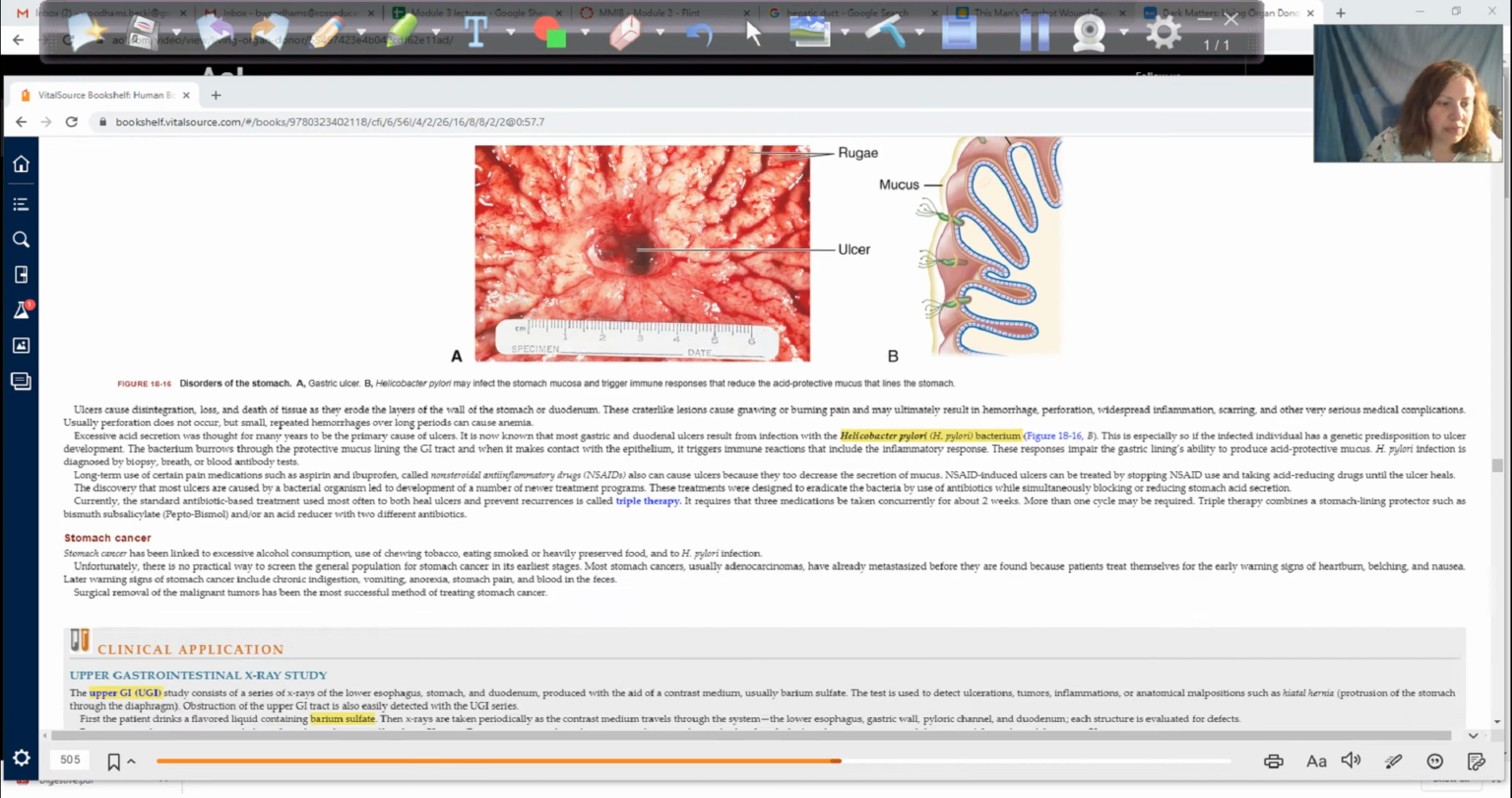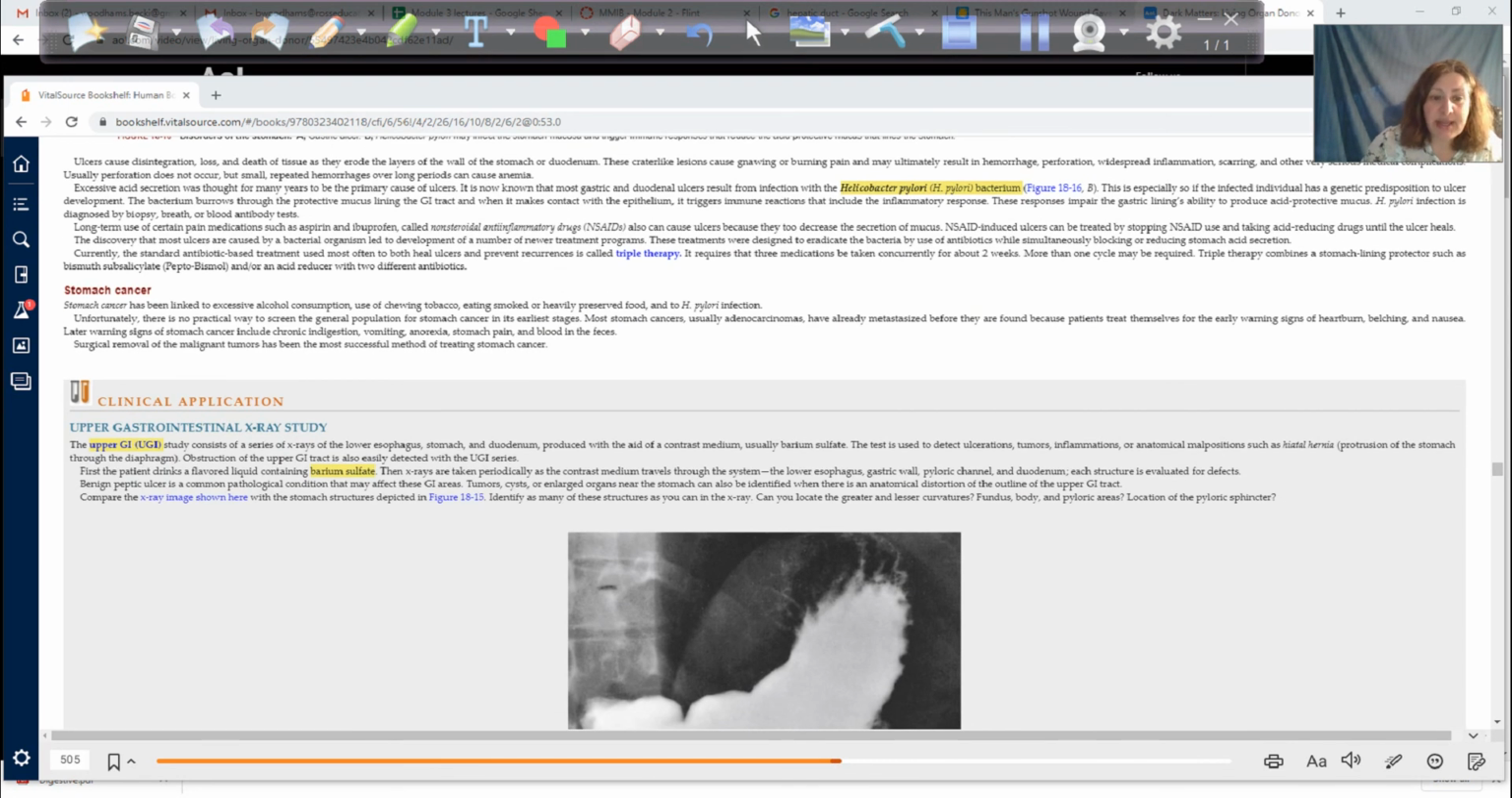Okay. All right, stomach cancer is linked to excessive alcohol consumption, chewing tobacco because some of that tobacco juice gets swallowed, or eating smoked or heavily preserved foods can lead to that as well.